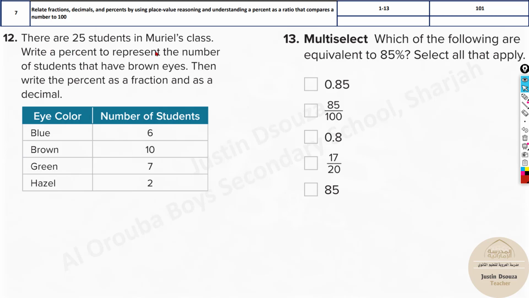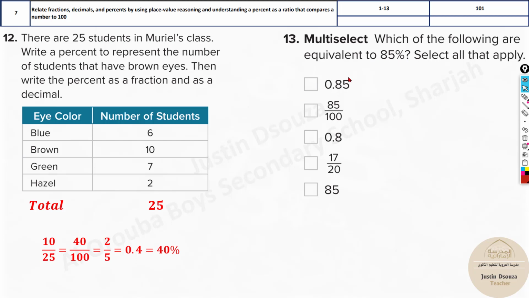There are 25 students in Muriel's class. Write a percent to represent the number of students that have brown eyes. Then write the percent as fraction and decimal. Brown eyes is 10. Find the total over here. What's the total? 25. 10 divided by 25. That's it. Because they want brown eyes, right? 10 divided by the total is 40% of the students have brown eyes. That's the answer. What about this one? Multi-select. Which of the following are equivalent ratios?